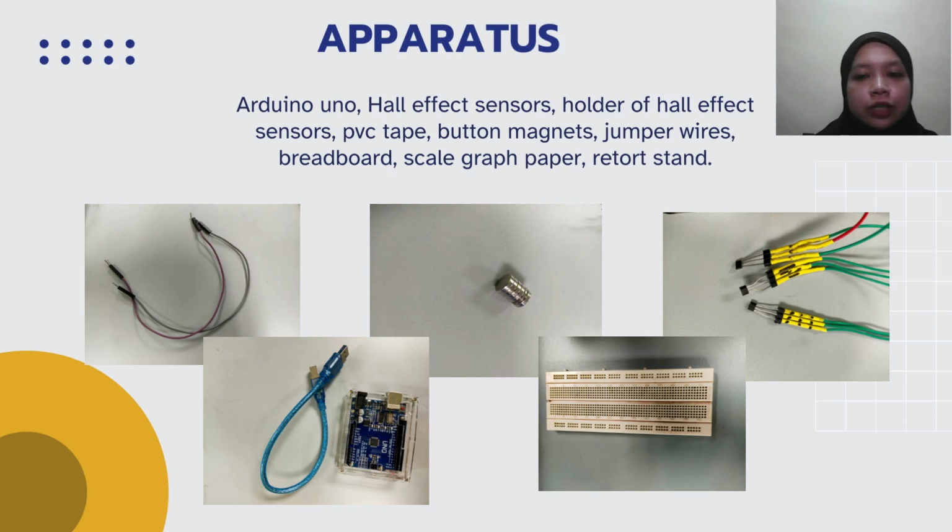This is the apparatus that we use in our experiment, which are Arduino Uno, Hall effect sensors, holder of Hall effect sensors, PVC tape, button magnets, jumper wires, breadboard, scale graph paper, and retort stand.